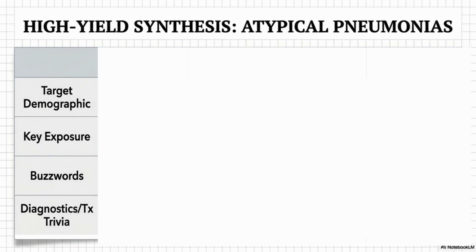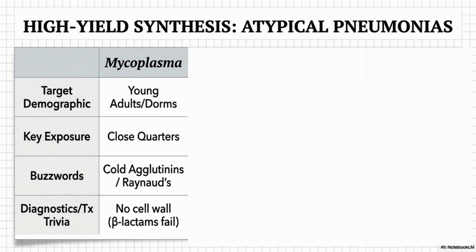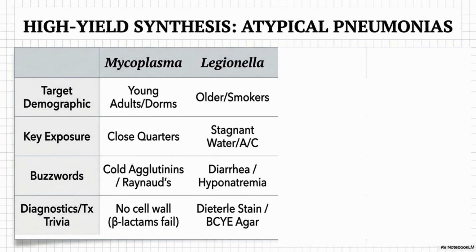Let's bring this all together with a high-yield synthesis of atypical pneumonias. For Mycoplasma, the target demographic is young adults and dorms. The key exposure is close quarters. Your buzzwords are cold agglutinins and Raynaud's, and remember it has no cell wall, so beta-lactams fail. For Legionella, the demographic is older individuals and smokers. Key exposures are stagnant water and AC units. Buzzwords are diarrhea and hyponatremia, and your trivia is Dieterle stain and BCYE agar.